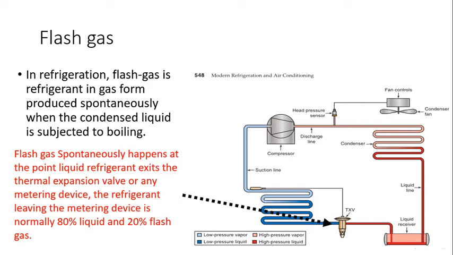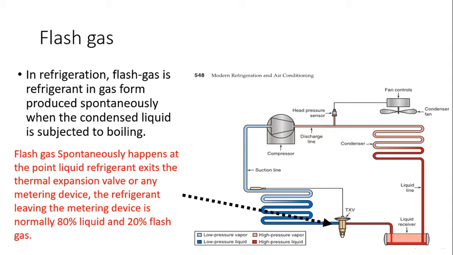Flash gas. In refrigeration, flash gas is a refrigerant in gas form produced spontaneously when a condensed liquid is subject to boiling. I've pointed out on this slide the picture of a TXV with that dotted black arrow that shows where flash gas usually happens when the liquid refrigerant goes through the TXV.